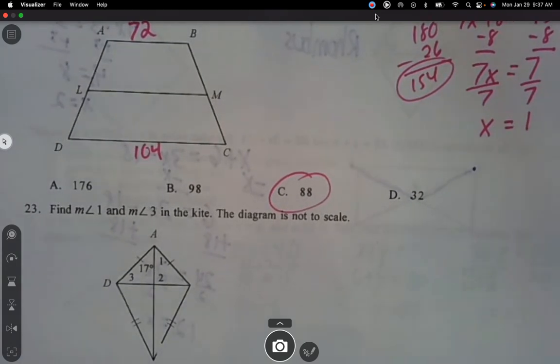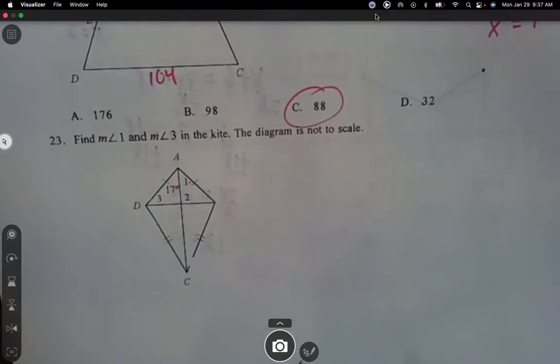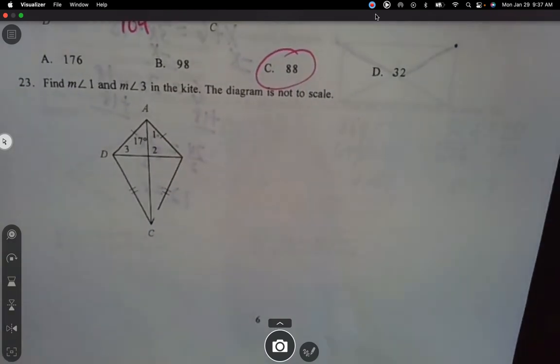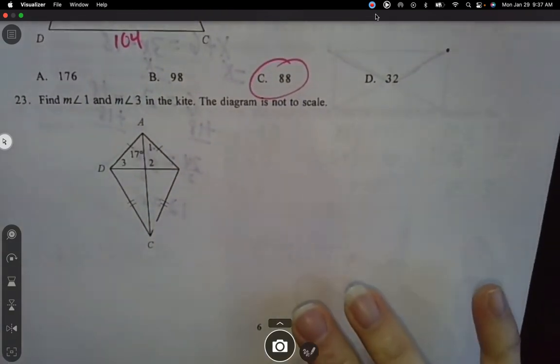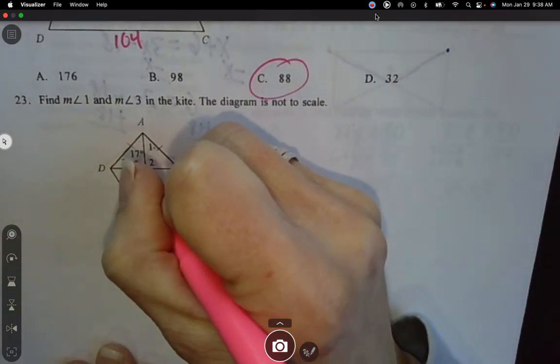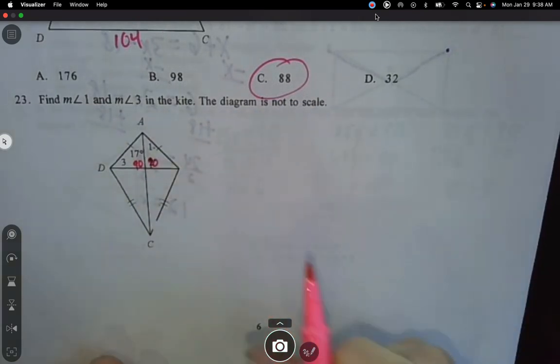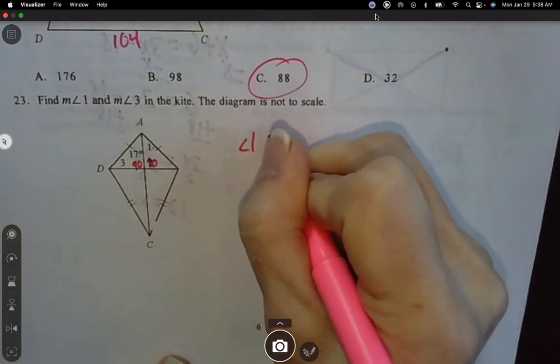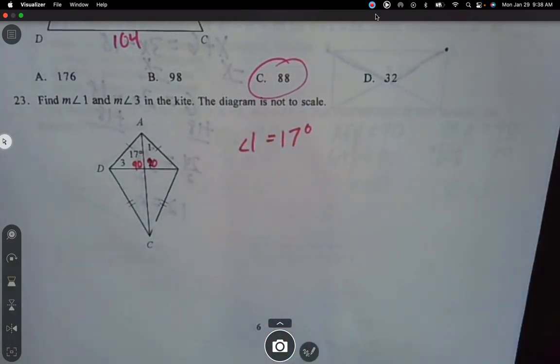Okay, the kite is our last problem, y'all, because that way we'll be done with 6 pages. It says find angle 1 and angle 3. We don't even need angle 2, but what is angle 2? Okay, so I'm just gonna put that's 90. What is angle 1? Angle 1 is 17. How'd you get that? Because the other side is 17, right? Think of it: if you fold the kite over, it should be equal. Angle 2 is 90. We don't need to write that one down, but we need to use that.